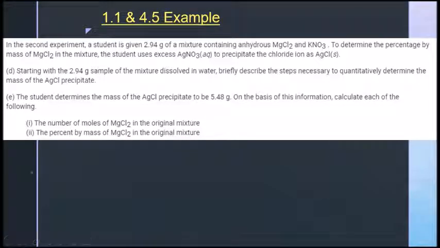Now let's talk about part E. Determining the mass of the silver chloride precipitate, they gave us the value. This was what was measured on the balance. Based on this information, calculate the following: the number of moles of magnesium chloride in the original mixture, and then the mass percent of the magnesium chloride in the original mixture.